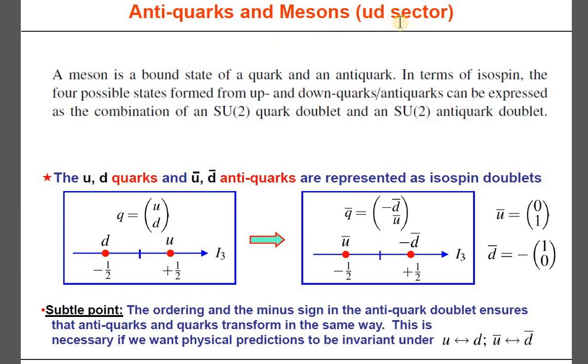Now we know that a meson is a bound state of quark and antiquark. So till now we have been talking about quarks only. Let me now represent the antiquark like this here. Now you must be wondering how you do that. Well, this ordering and the minus sign in this antiquark doublet ensures that antiquarks and quarks transform in the same way. You can check this yourself. I'm not going into the details, and this is necessary also if you want the physical predictions to be invariant under this UD and U bar D bar symmetry.